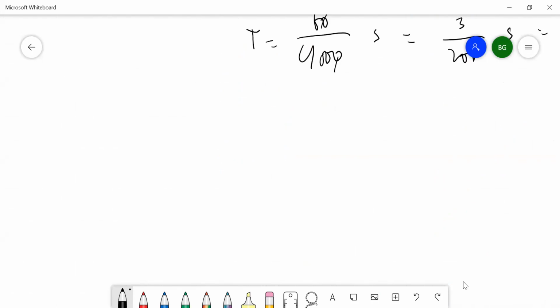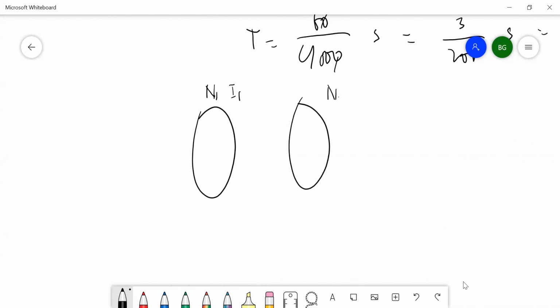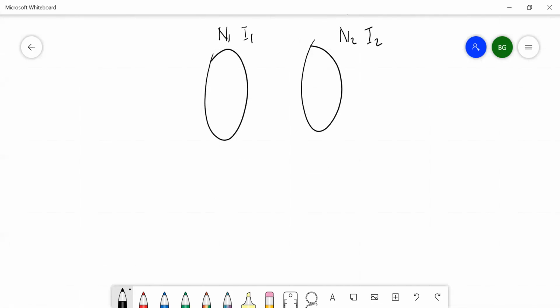Okay, you can see the whiteboard, yeah. So we have this coil 1, and let's say this is N2, I2. Sorry, this epsilon 2 is minus M12 dI1 over dt.